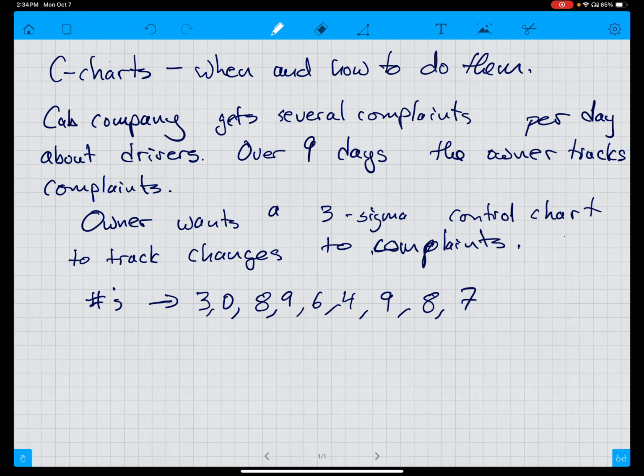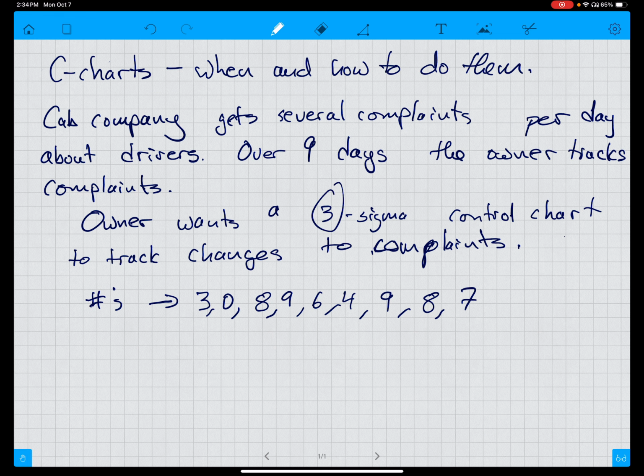Now, despite the fact that I've said that this is about C charts, we have to look at this and decide how we know this is a C chart. The first thing is we've got an attribute here. It's a complaint. The driver was either good or they were bad and they got a complaint. So this is an attribute. It's a C chart. We also don't know how many drivers were on the road every day, so we can't do a proportion of drivers that got complaints, and we don't know how many trips each driver got. So in this circumstance, we can't do a proportion, and we have an attribute, so this is a C chart.